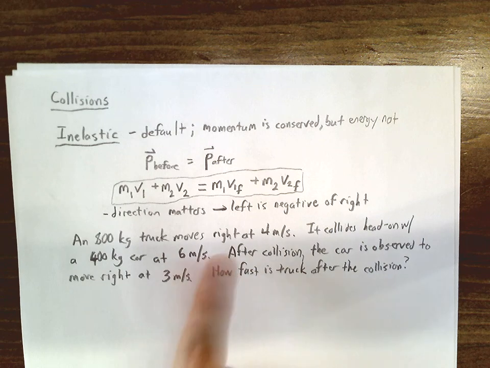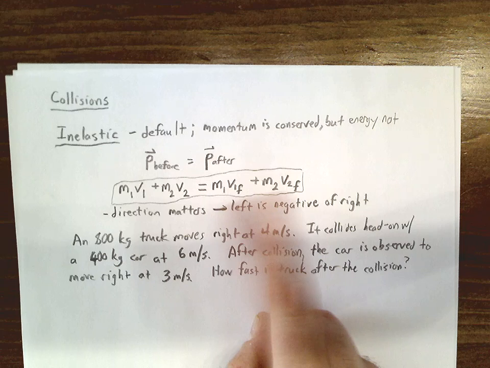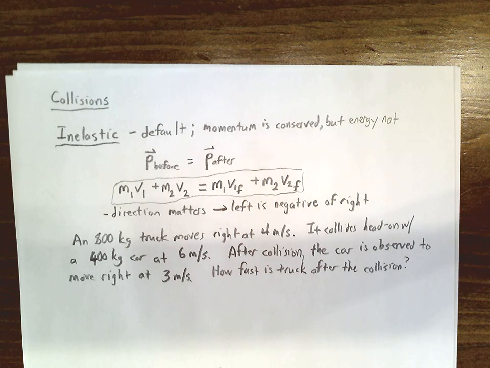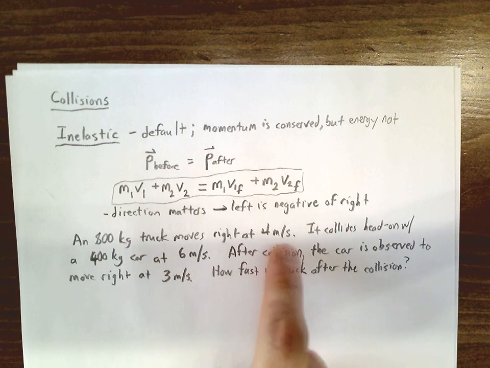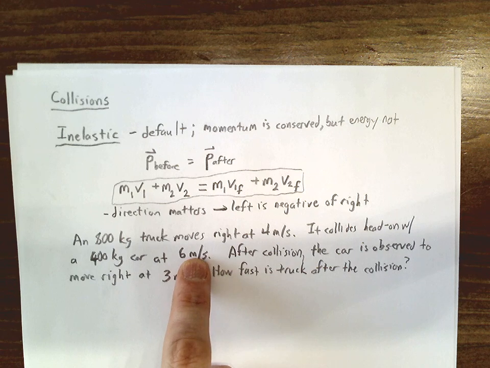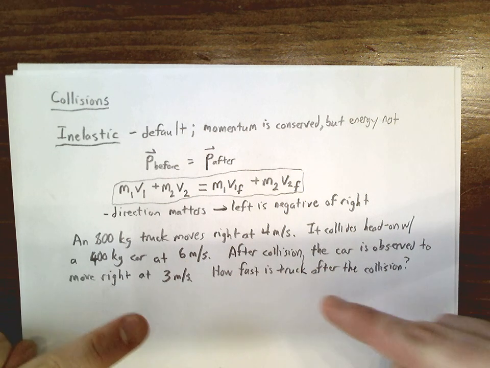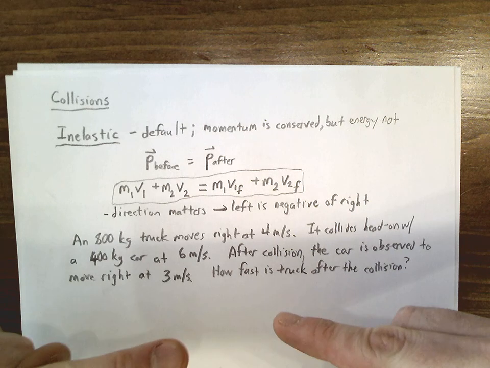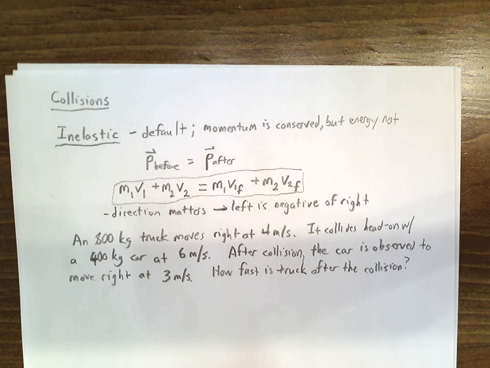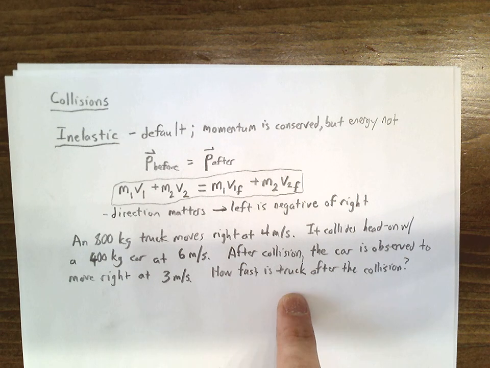So we have 3 out of the 4 velocities here. That's the idea. We're going to be missing one piece of information out of the 4. We can use the 3 that we have to solve for that remaining piece of the puzzle. So the 800 kilogram truck's going to the right at 4 meters per second. It collides head on with a 400 kilogram car at 6 meters per second. Head on is a hint here. If the cars are colliding head on, they're coming in from different directions, and thus they have opposite velocities initially. After the collision, the car gets knocked backwards to the right at 3 meters per second. We want to figure out what the truck is doing for that to happen.